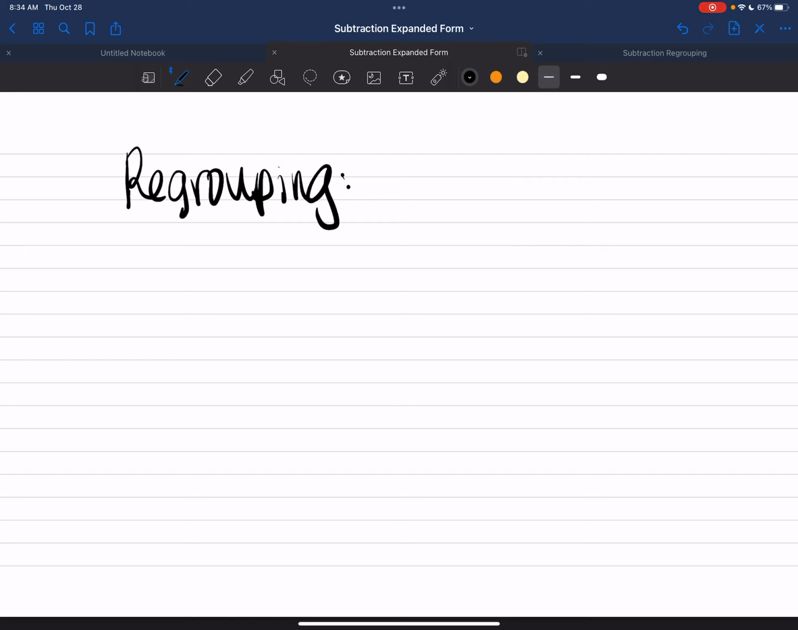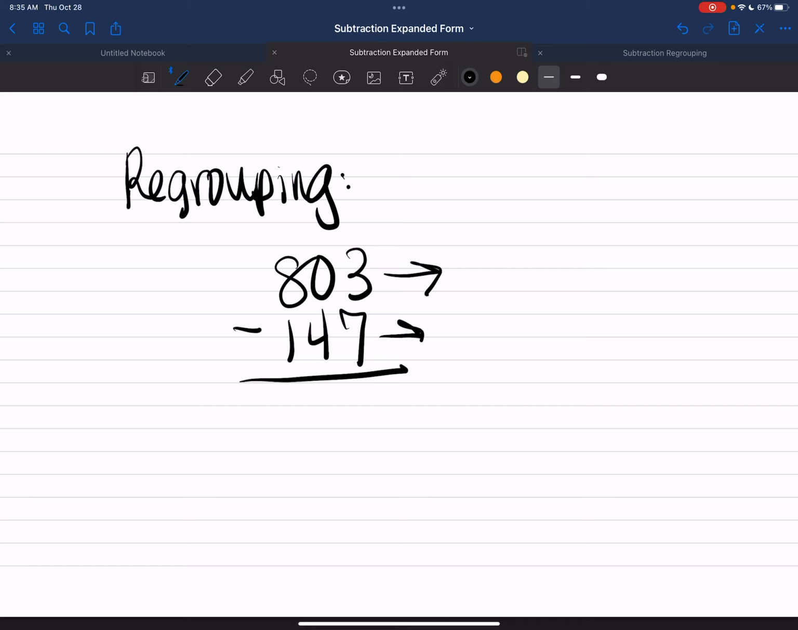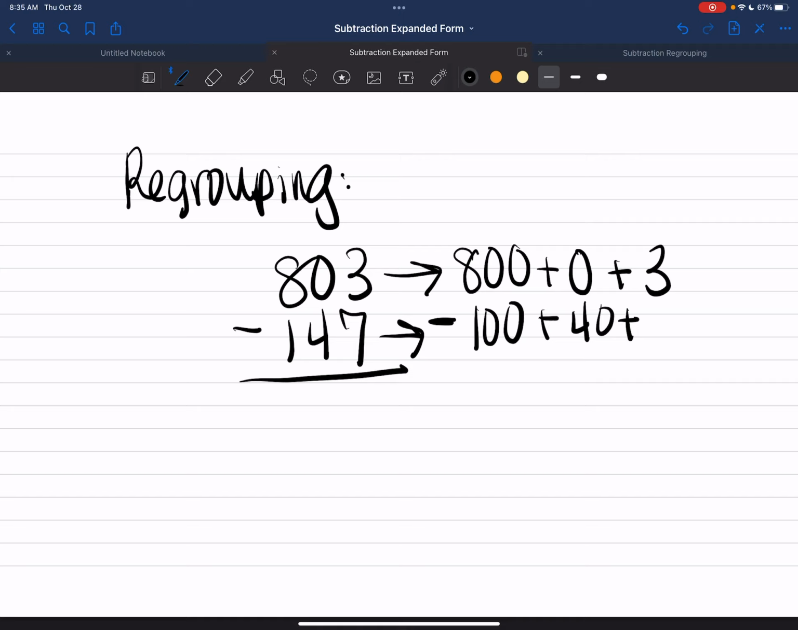Let's look at the problem 803 minus 147. We can already tell that we're going to have some regrouping here, so let's see what happens when we're using expanded form and why this happens. Again, the first step is to write it out in expanded form. 800 plus 0 plus 3 minus 100 plus 40 plus 7.